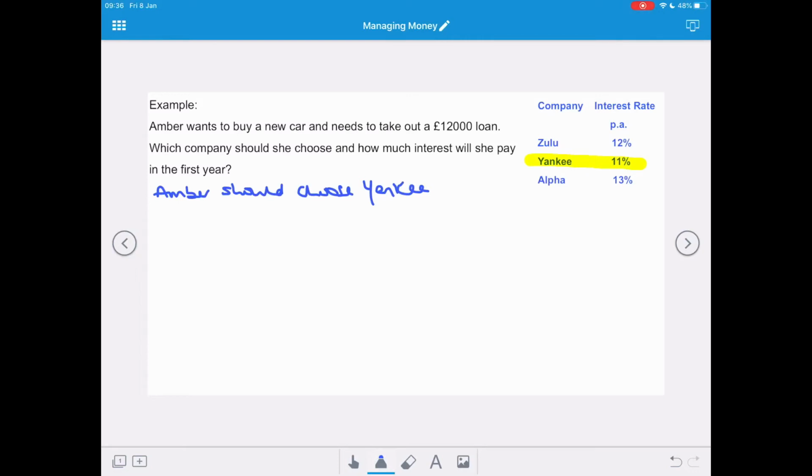Now, the second part of the question asked us how much interest. It's 11% of our £12,000. And as this is per annum, that means that this will be the amount she pays in the first year.